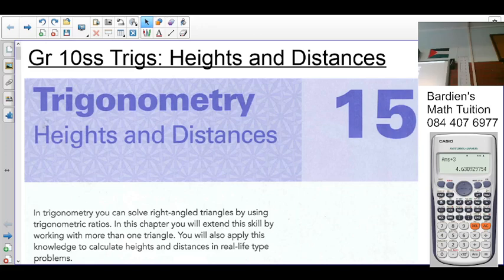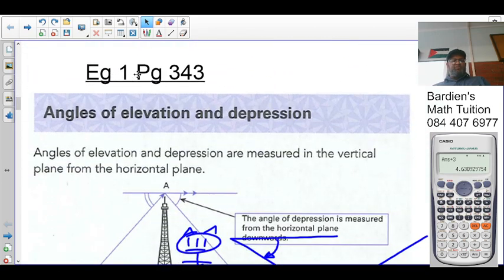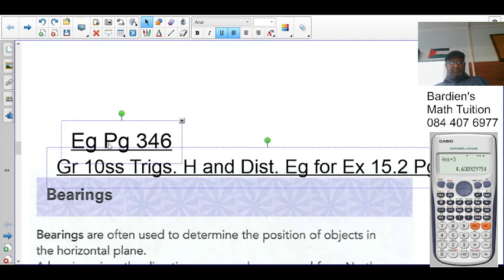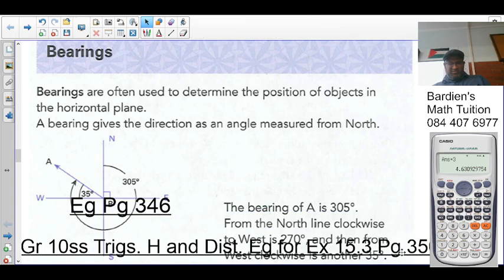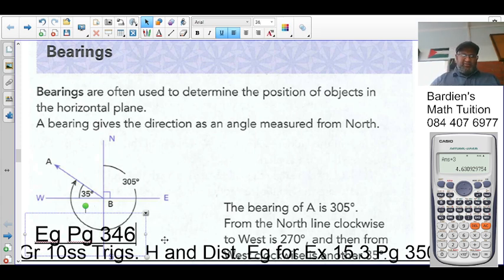Okay, good morning class. So today we're looking at trigonometry, heights and distances. We're doing the examples for exercise 15.3, and example 15.3 is on page 350, where we're looking at bearing. Okay, and we are reading from page 315, also 350.